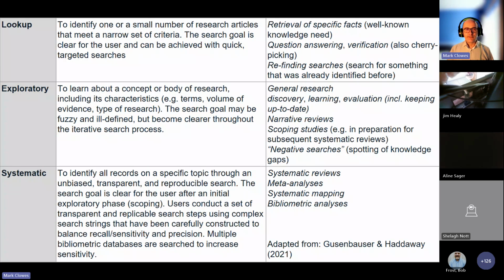And by being reproducible, you ensure that every step, every search you've run can be verified by anybody who's doubtful of the veracity of the approach that you've taken. And that gives your search a kind of credibility, which the more selective, exploratory kind of searches maybe lack.